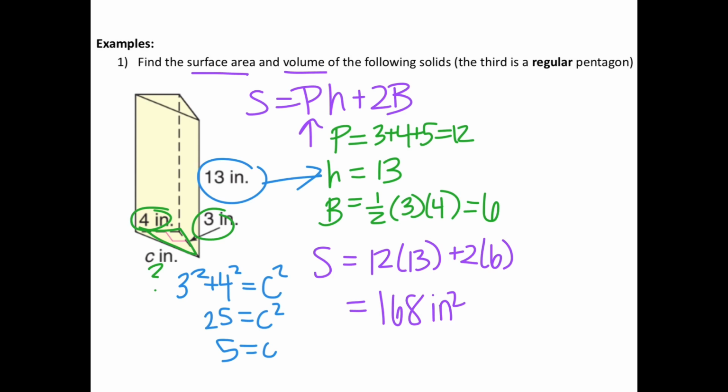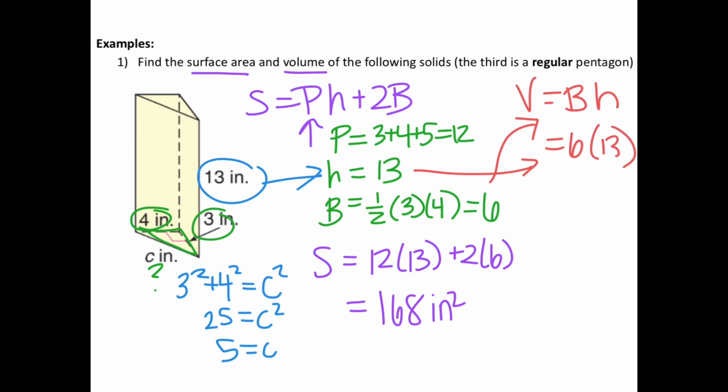I'm just going to move straight into volume here, because volume is just the area of the base times the height, and we've already found those things. The area of the base is 6. The height of the prism is 13. So we're just doing 6 times 13 to get 78 inches cubed. So the work gets done once, but because there's some repetition in the formulas, you don't have a lot to do other than just plugging it in.